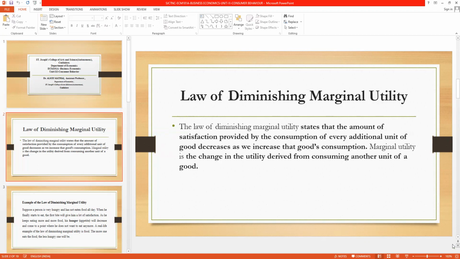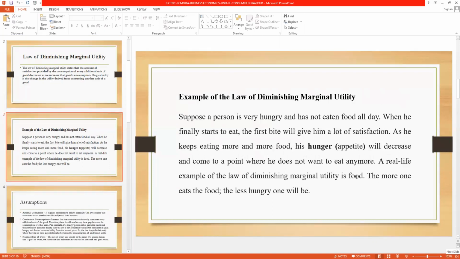This can be explained with an example. Suppose a person is very hungry and has not eaten food all day. When he finally starts to eat, the first bite will give him a lot of satisfaction. As he keeps eating more and more food, his hunger will decrease and come to a point where he does not want to eat anymore. A real life example of the law of diminishing marginal utility is food. The more one eats the food, the less hungry one will become.